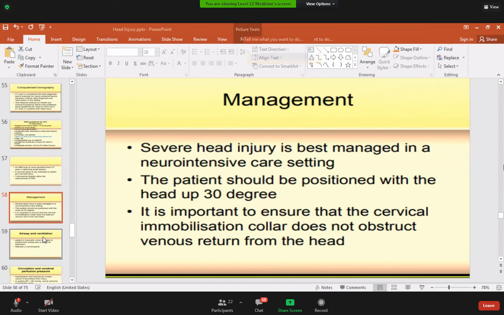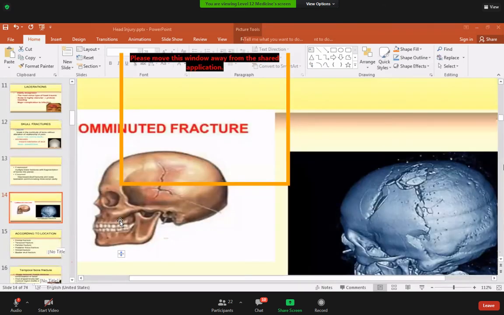Now, like any trauma, what is the first step of managing any trauma? What is the primary survey and resuscitation after trauma?